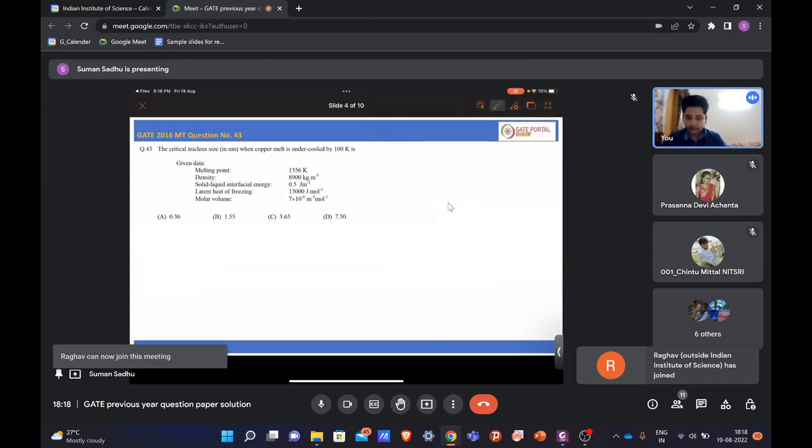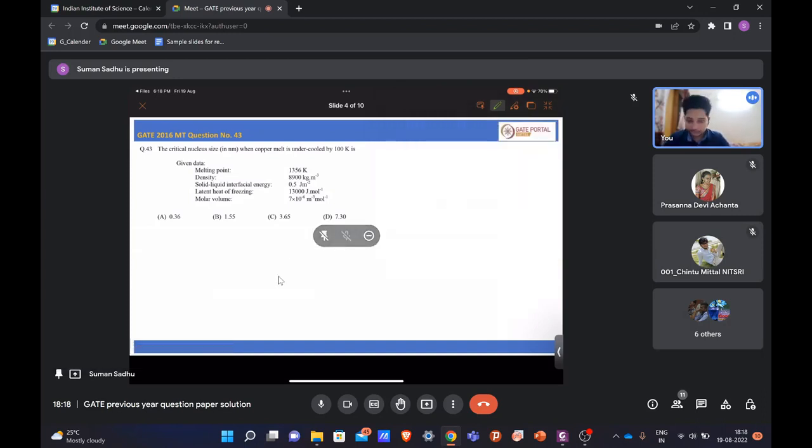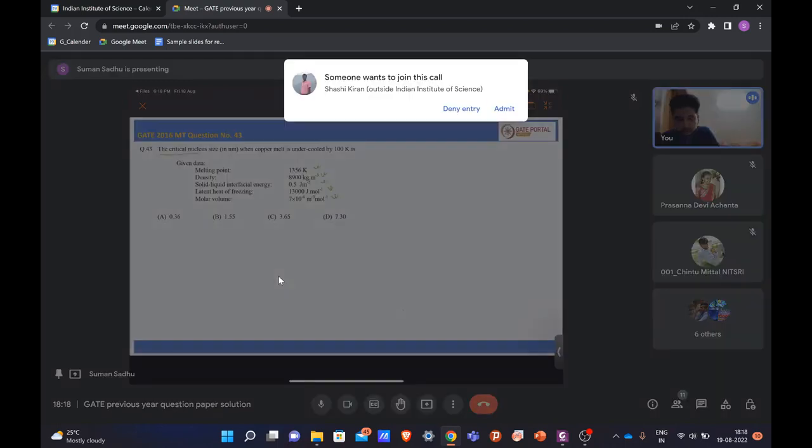Okay, so this is the next question, question number 43 of GATE 2016 Metallurgical Engineering. This question is on the undercooling of a liquid to form a solid. The question is: find the critical nucleus size when copper melt is undercooled by 100 Kelvin. The given data are the melting point of copper, density, solid-liquid interfacial energy, latent heat of freezing, and molar volume. We need to calculate the size of the critical nucleus.